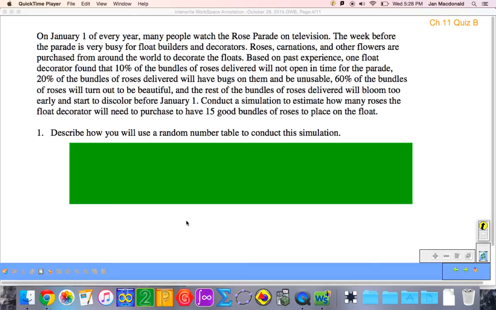Then we're going to let 3, 4, 5, 6, 7, and 8, which would be 60% of our digits, be the beautiful roses. So 3 through 8 are going to represent beautiful roses. And finally, 9 will represent the roses that bloom early. Only 10% of the roses should bloom early.